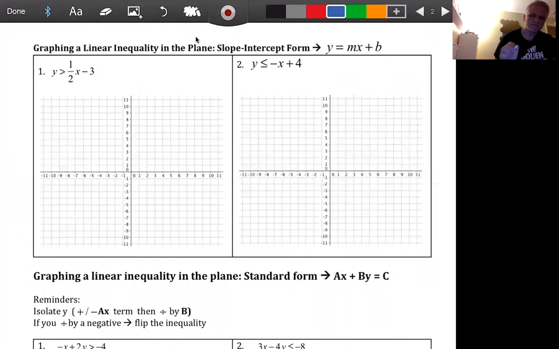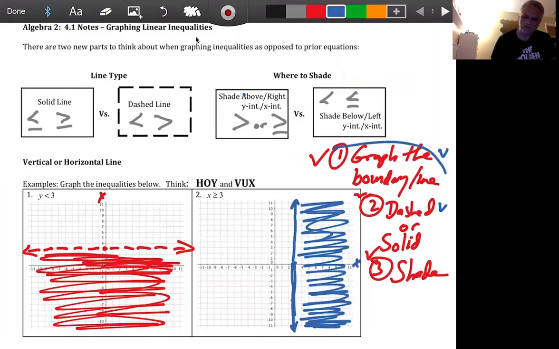All right, so let's take a look. We're going to do the same 3 steps as I said last time. I'm going to graph the boundary line.